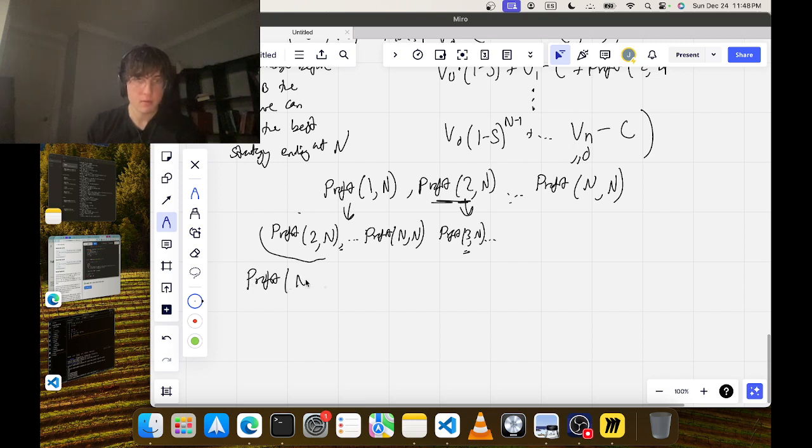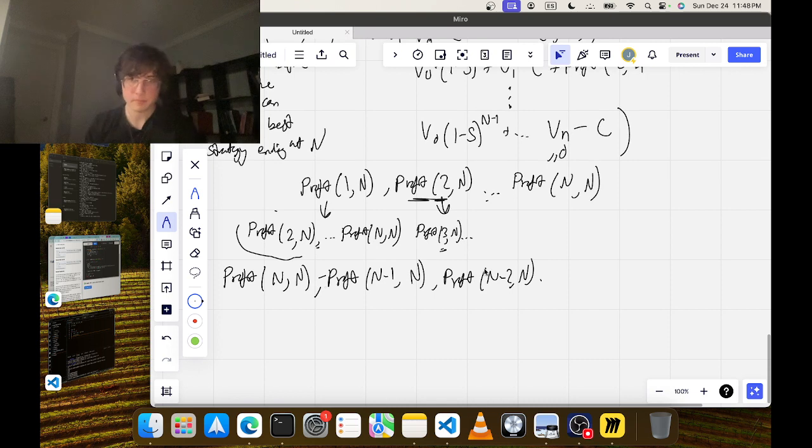It's this one. This is the first one we need to calculate. Then we need to calculate profit n minus 1 to n. Then profit n minus 2 to n. And dot, dot, dot, all the way down to profit 0 to n. These are the only ones we need to calculate.